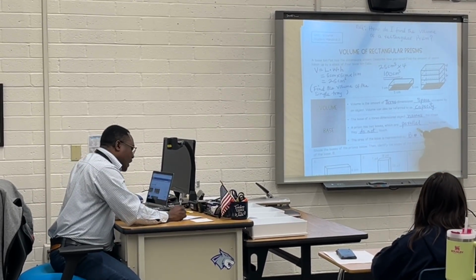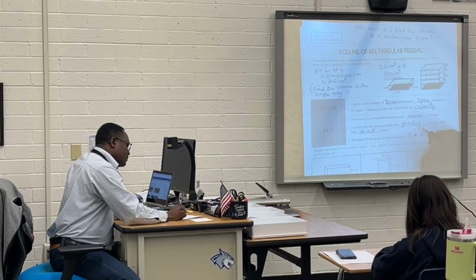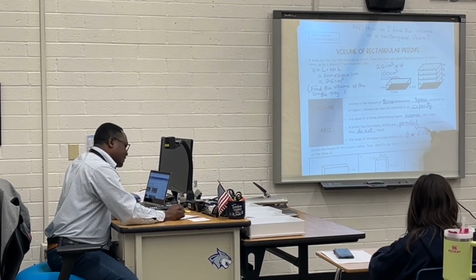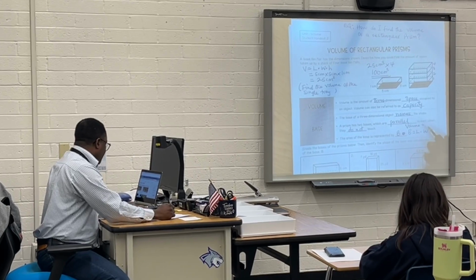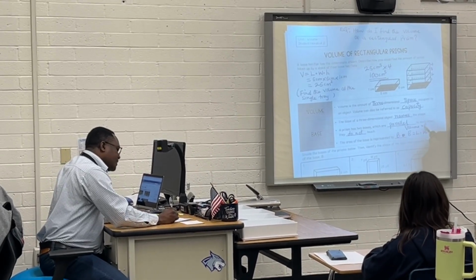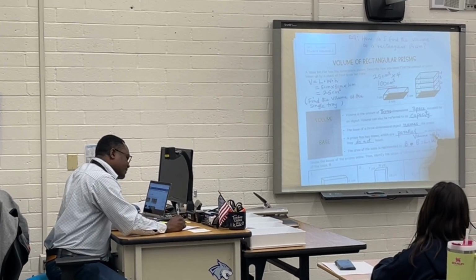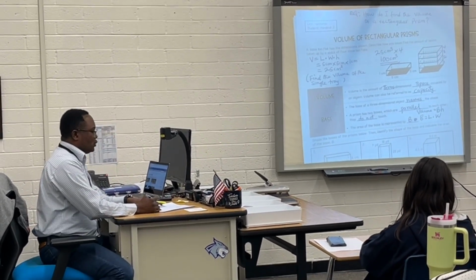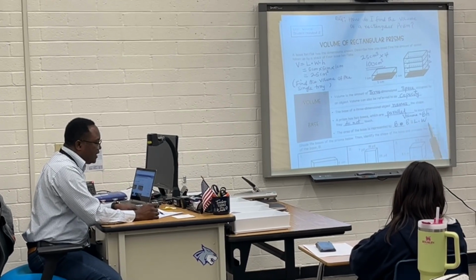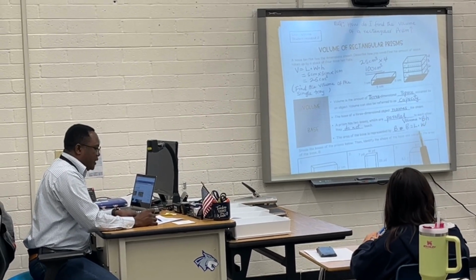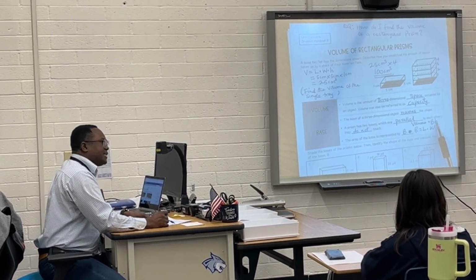But to find the volume, as we have just learned, we know the volume is always what? Is always the base area, which is the length times the width, then times what? The height. You know the volume is equal to the base area, which is the length times the width, then times the height.